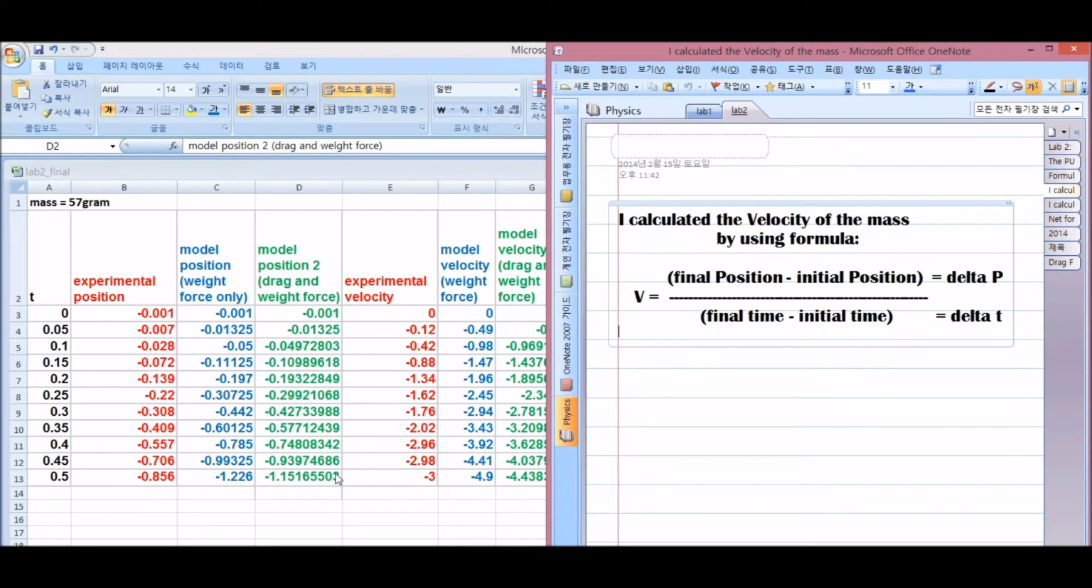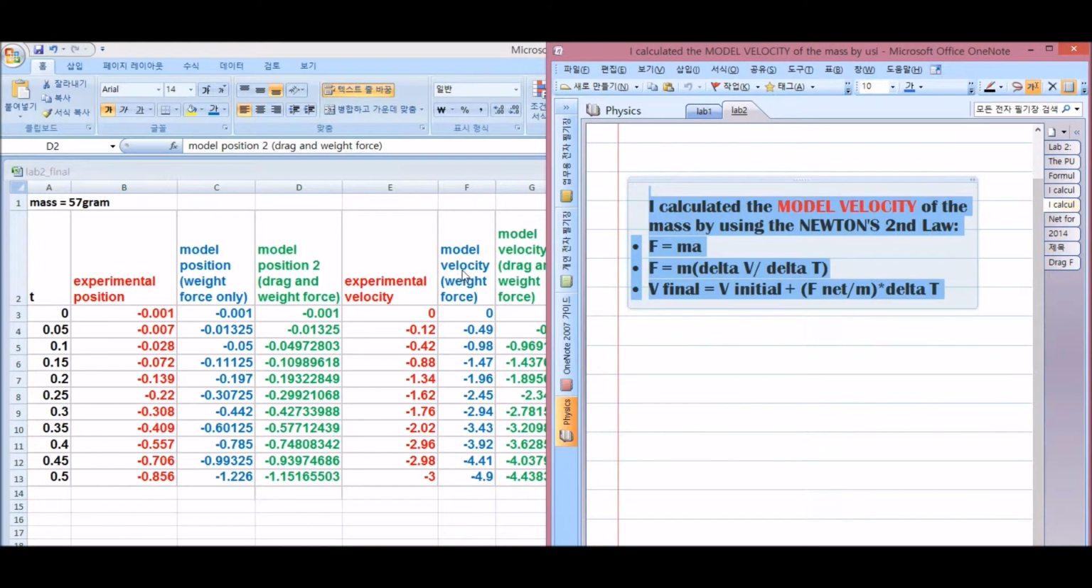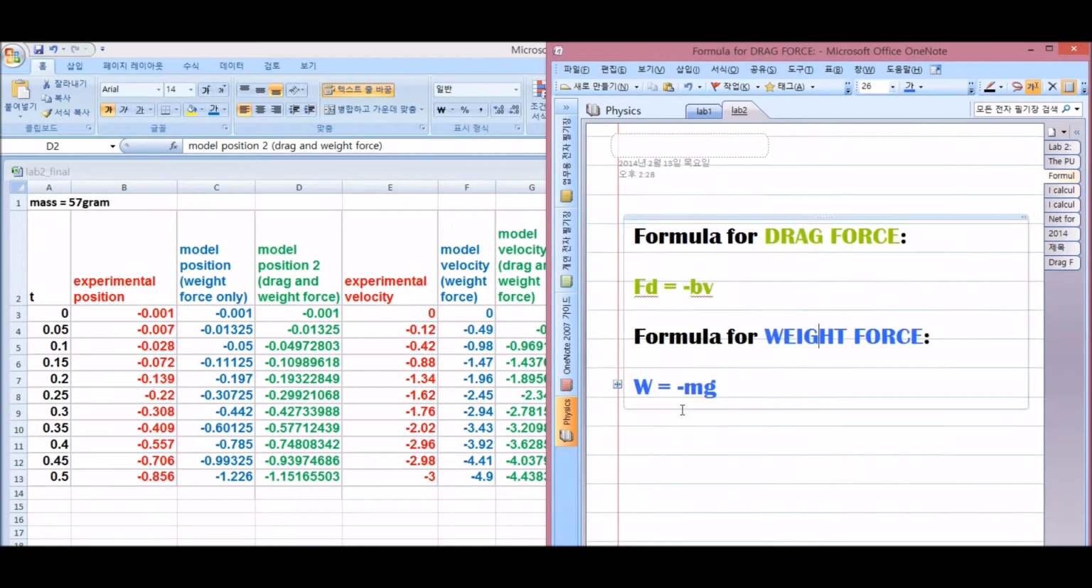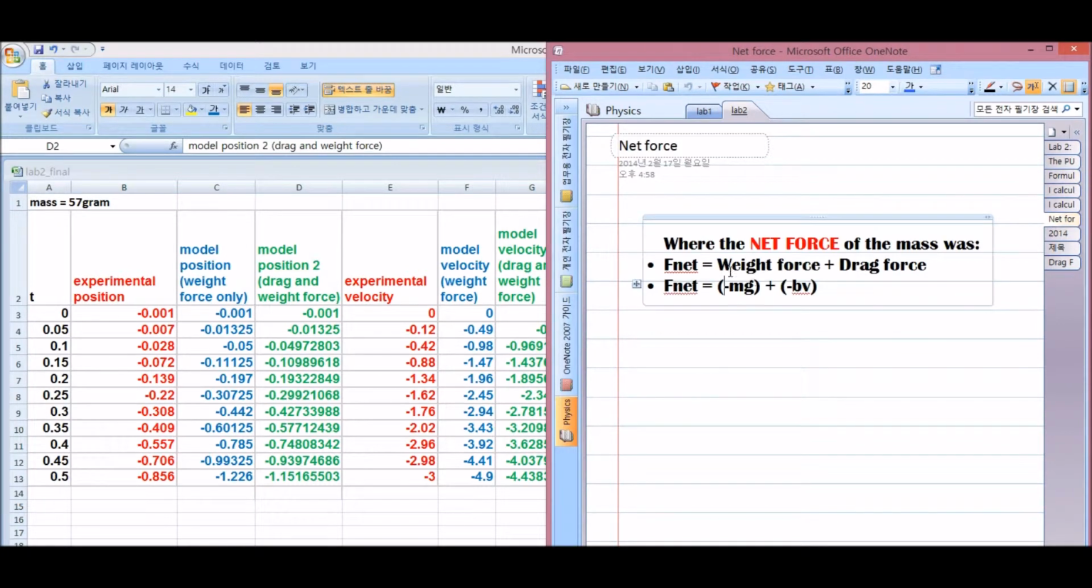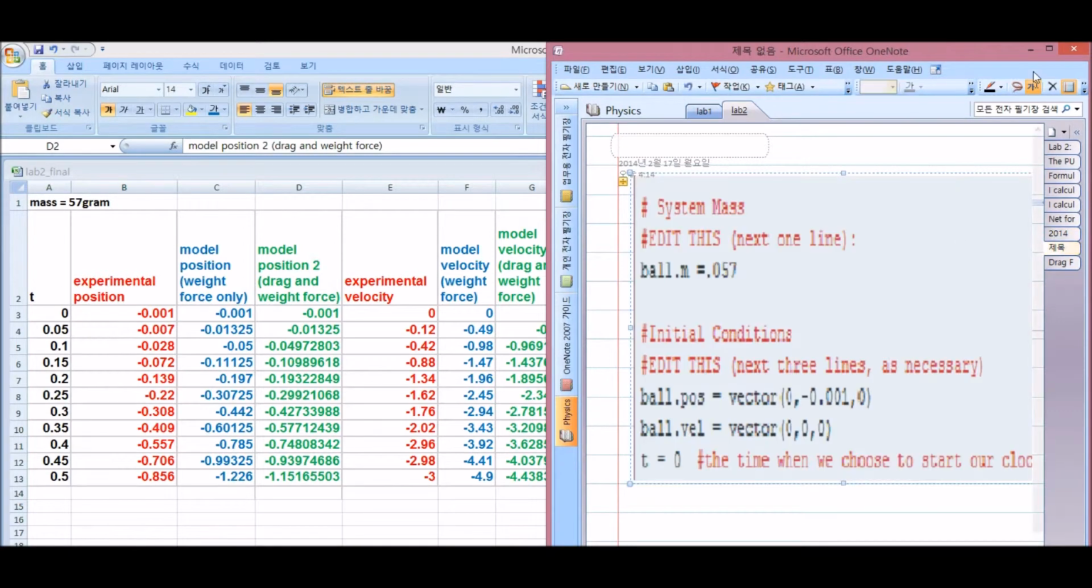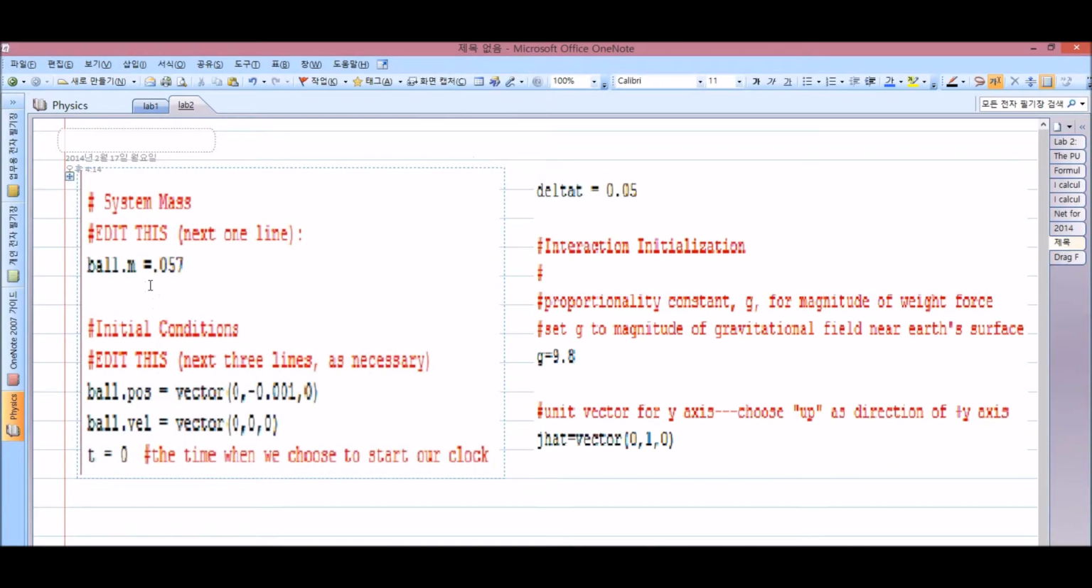I calculated the experimental velocity using delta p over delta t, and I calculated the model velocity by using Newton's second law, which says the final velocity equals initial velocity plus F net divided by m times delta t. The model velocity of the weight force only uses the formula of the weight force, mg, as the F net, while the velocity with the drag force added uses both weight force and drag force as net force. And in the Python file, as you can see, I'll explain it briefly.